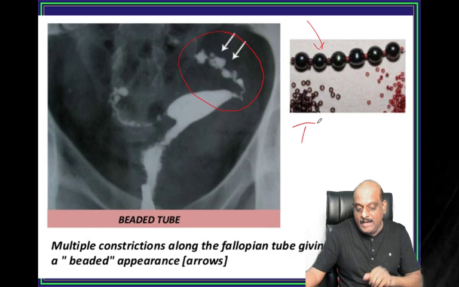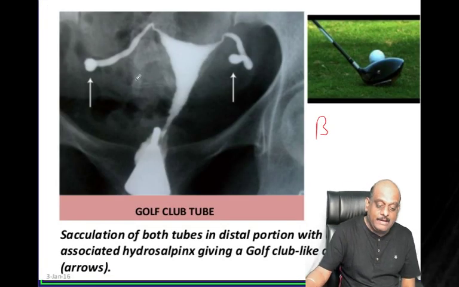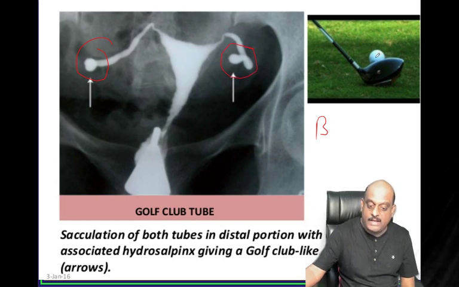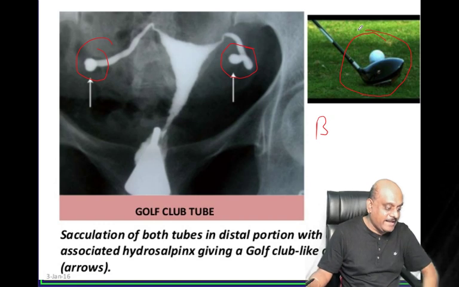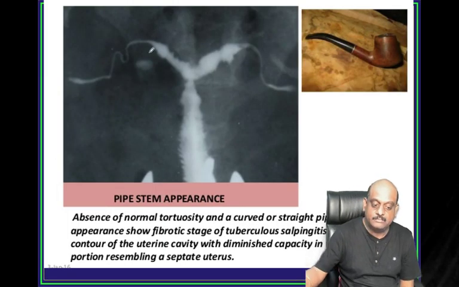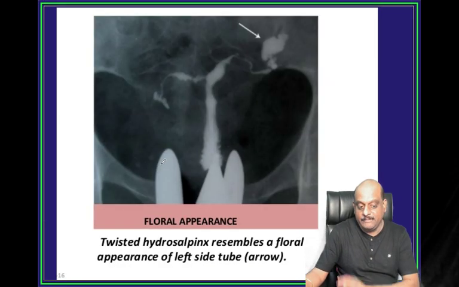Once more in TB. Then there can be a circulation on both the sides. It looks like a golf club. Golf club, right there, doctor? Like that is what you should remember. This is called pipe stem appearance. Once more in TB.